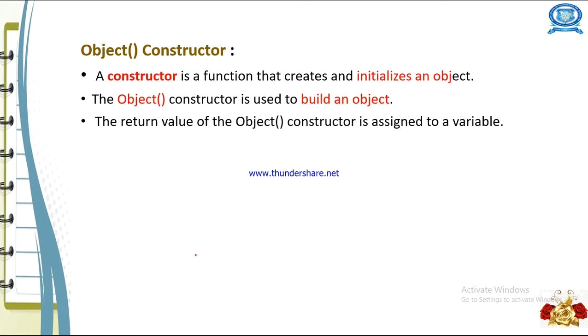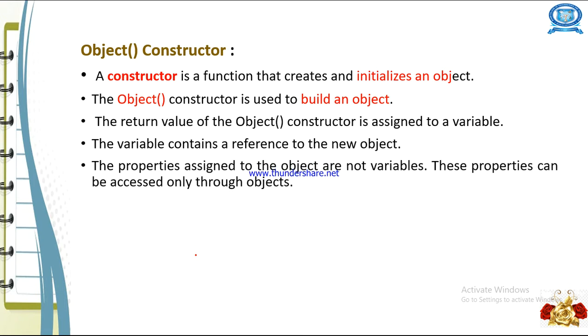The return value of the object constructor is assigned to a variable. The variable contains a reference to the new object. Whenever you create a new object, this reference is stored in the variable. When you create a new object, you have to assign property values. These properties can be assigned only in this form, for example, object name dot property.